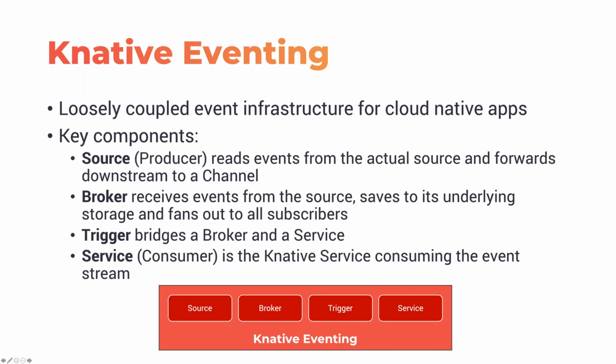Now, the source is like a proxy for the original publisher. For example, you may have Google Cloud PubSub or RabbitMQ or Apache Kafka. Now you need someone within the Kubernetes cluster listening to messages coming through these message buses. So that is the source. The source is a proxy for the producer because it reads the events coming from the actual source. Then the source sends the messages to the broker, and the broker is the middleman. It saves the messages and then fans out to all the subscribers.